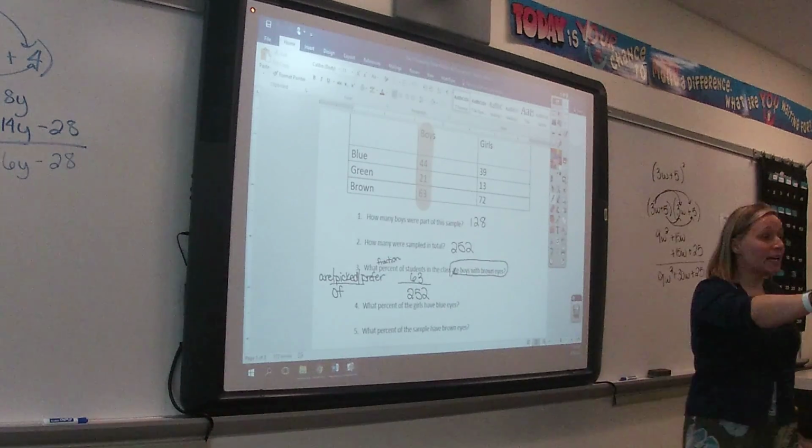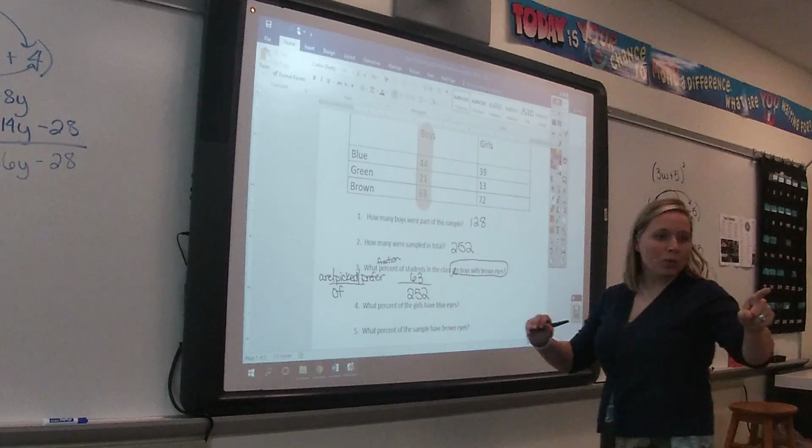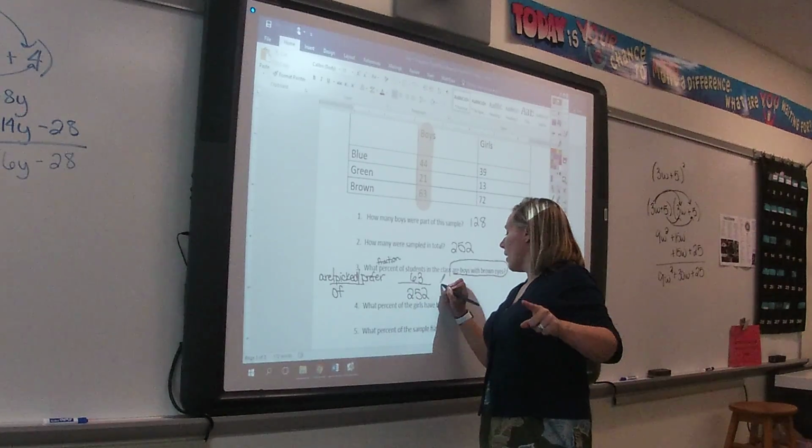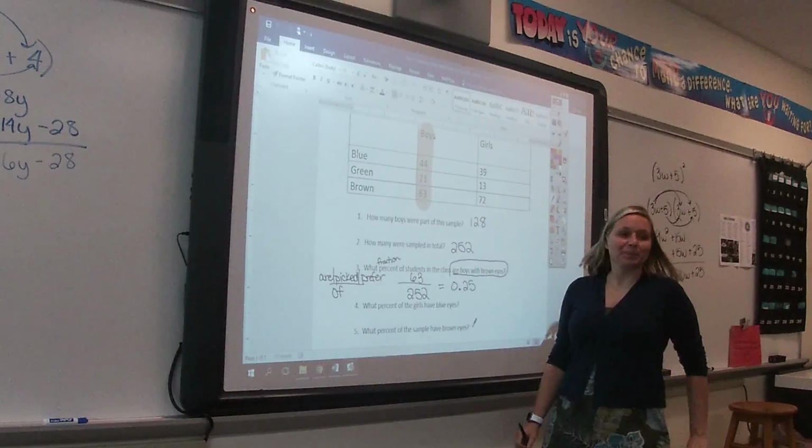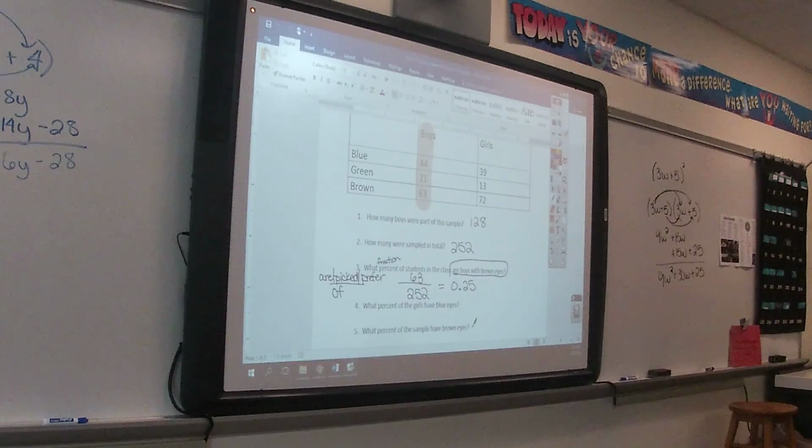Okay, so Sarah then divided them, and when you divided it, what did you get? 0.25. Now, this tells us the decimal form. It does not tell us the percent form. 25%. So you either know that you're going to move the decimal point 2 to the right, or you can just multiply by 100 in your calculator.